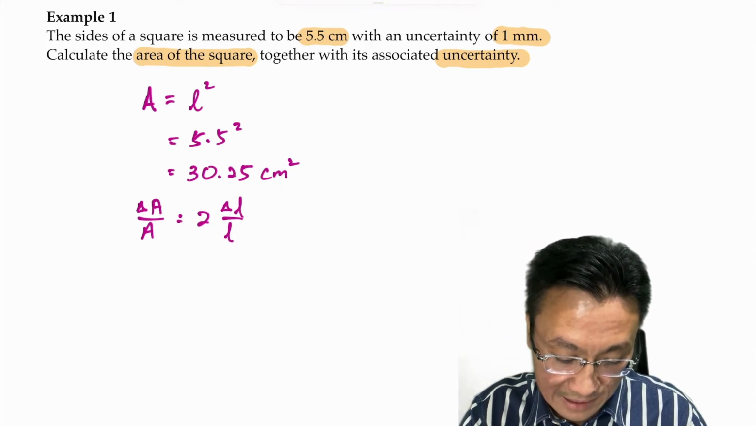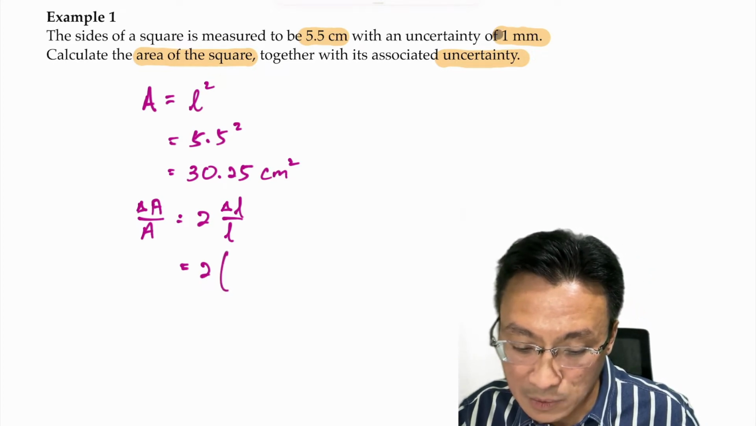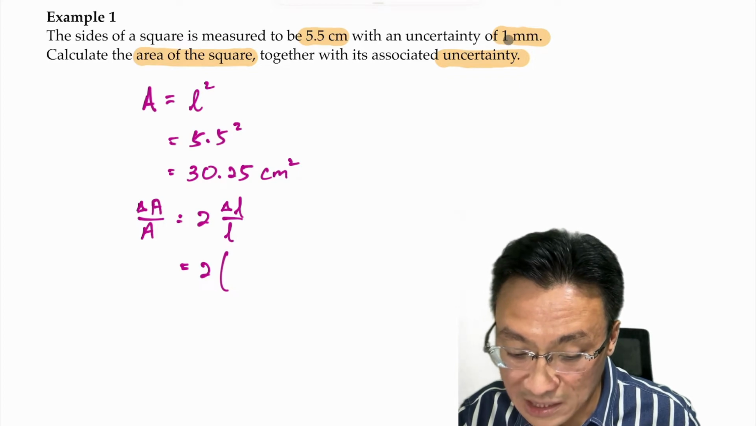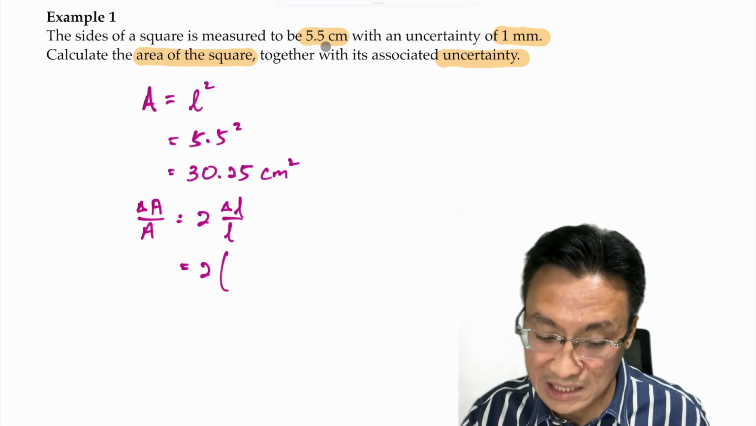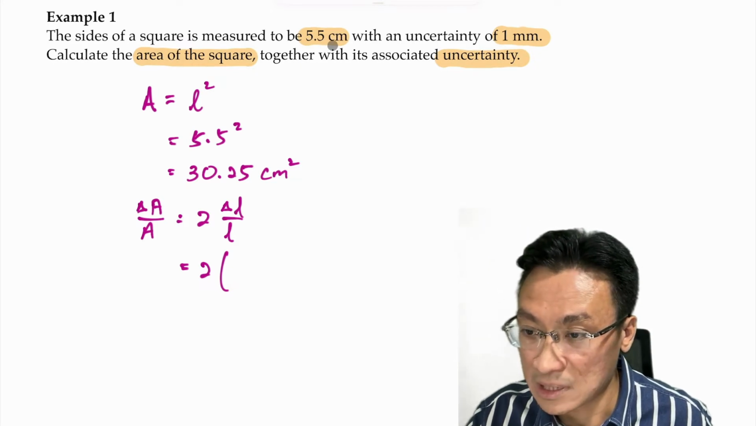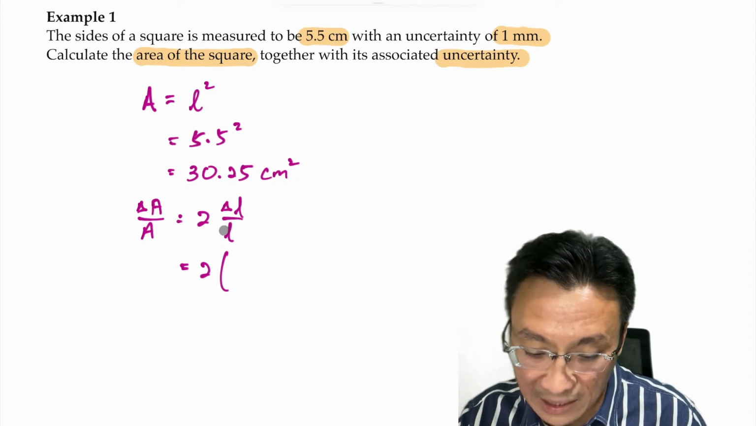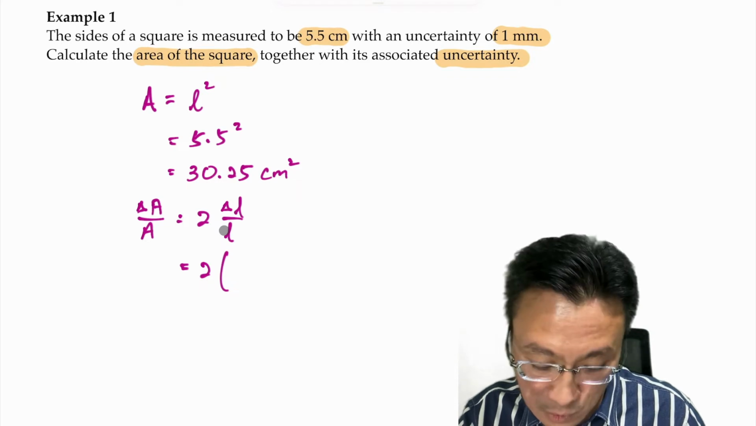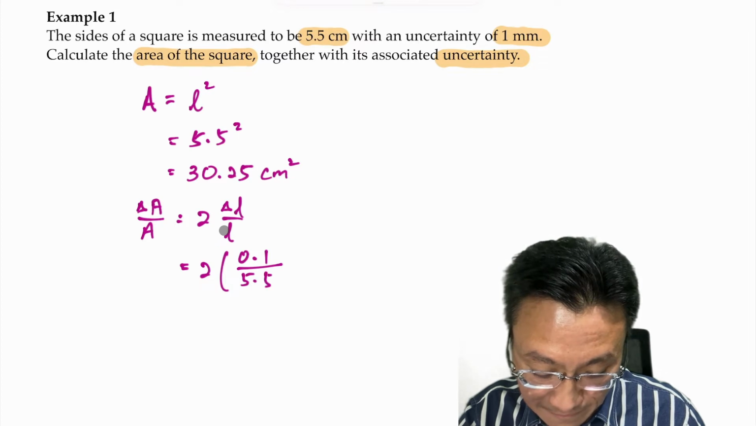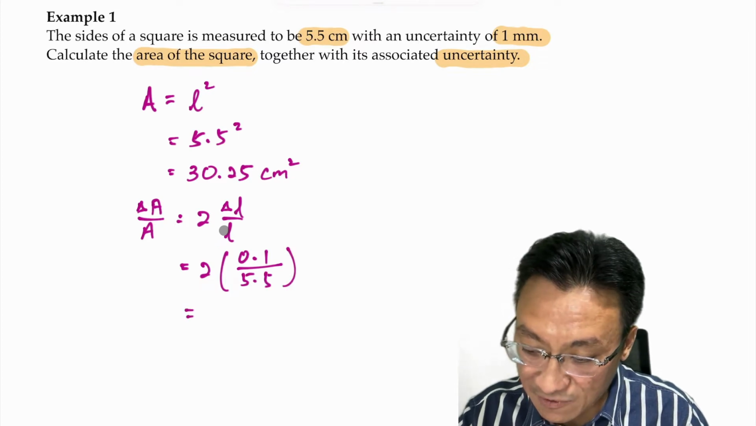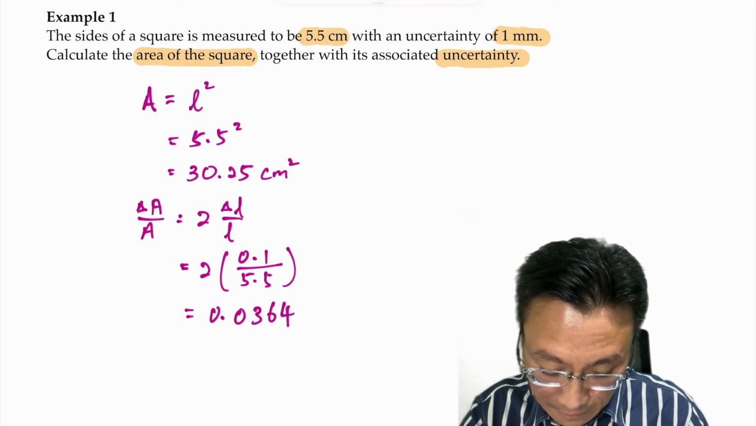So with that, I can substitute the values in, but you have to take note that the absolute uncertainty is expressed in mm, while the measurement is in cm. So you have to make them the same unit because you are expressing them as a fraction. So for my case, I will just change my 1 mm to 0.1 centimeters over 5.5, and that gives me 0.0364.